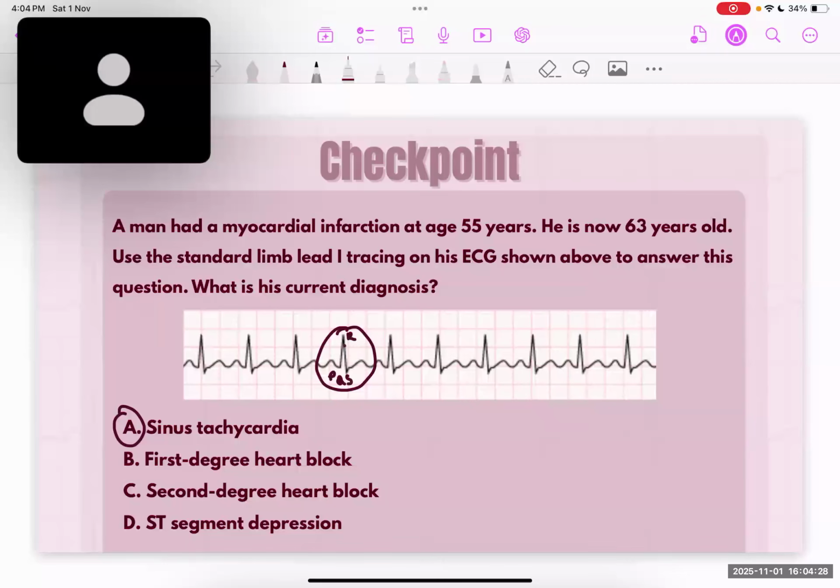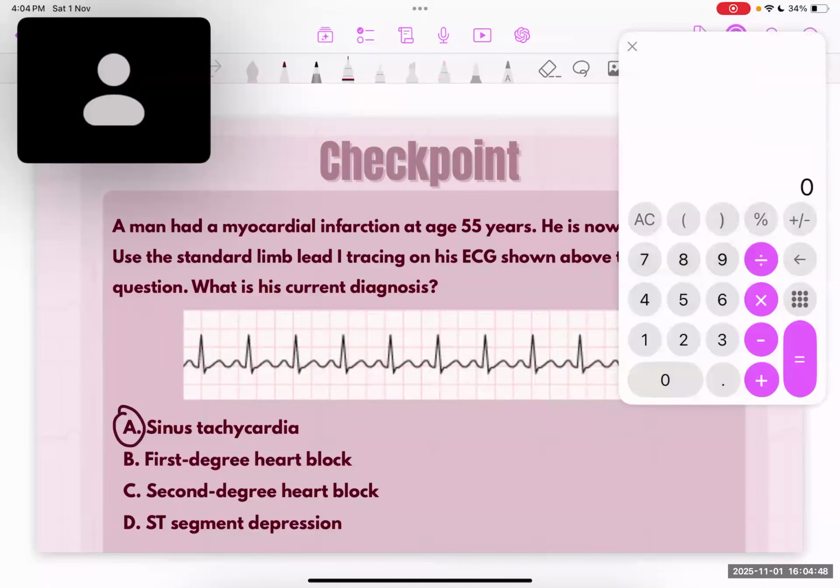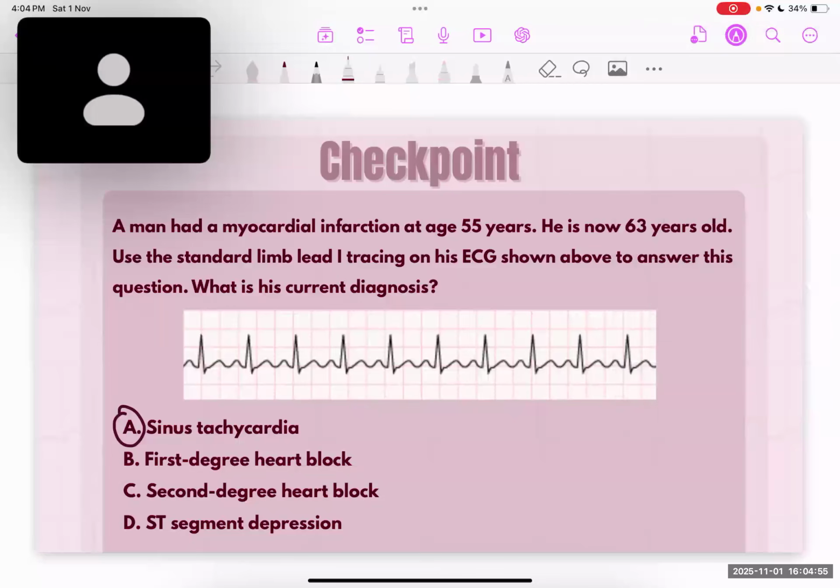It's not wide. There is no abnormal, normal thing. Everything's normal. This rhythm is normal. And then we have a normal T wave. The only thing that's not is that these are closer. So if you calculate them, you're going to find out that there is tachycardia. We can just use 300 divided by 2, which would give you 150. So it's tachycardic. You can just know for sure.